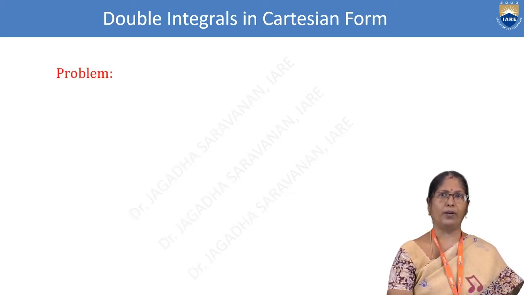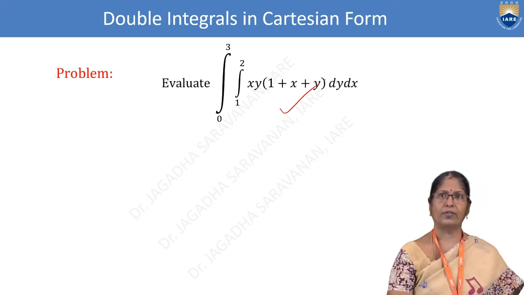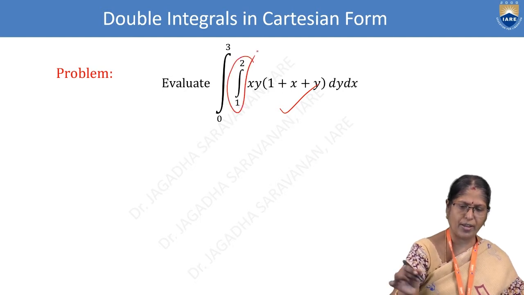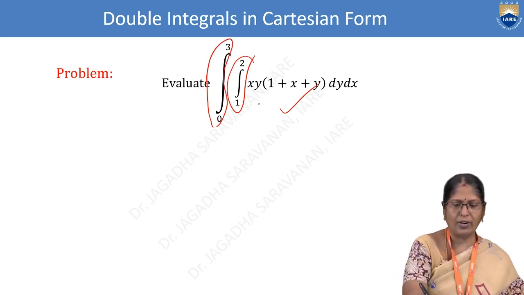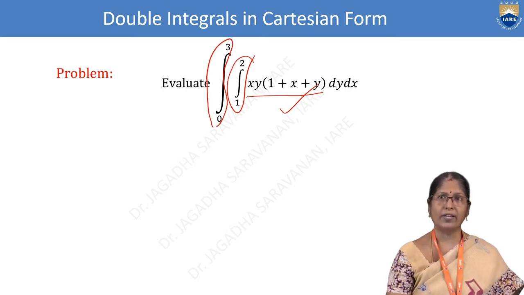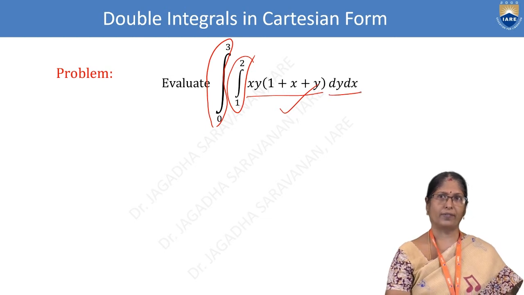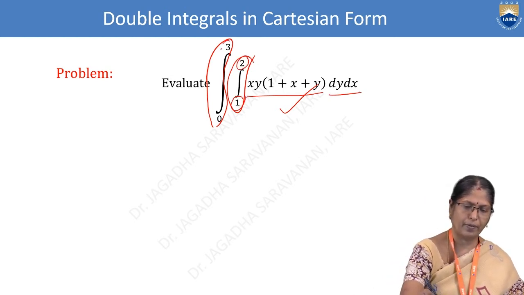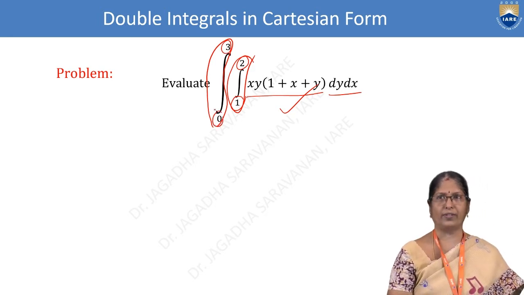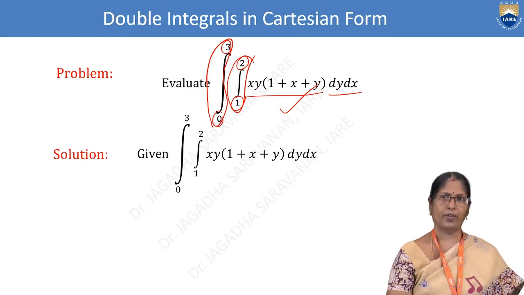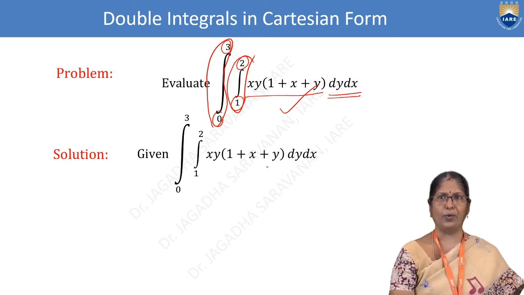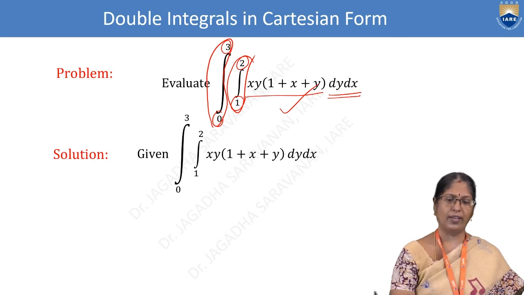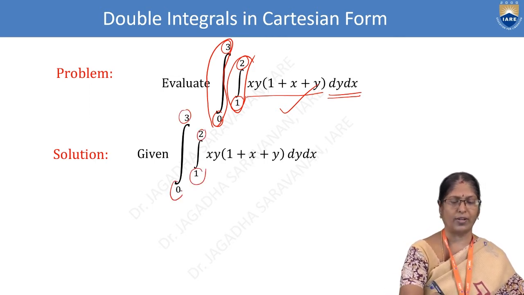We will now concentrate on a problem: evaluate the integral where the interior integration limits are 1 to 2 and the outer ones are 0 to 3, and the function is xy times (1 plus x) dy dx. The four limits are constants. In this particular problem, the question is given as dy dx, but if we want, we can evaluate it as dx dy also. The answer will be the same, because the four limits are constants.